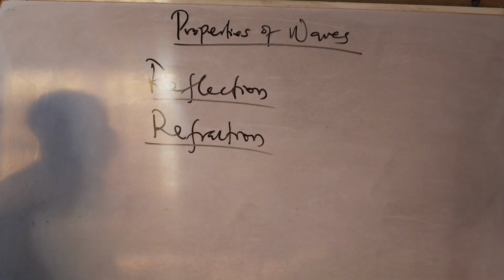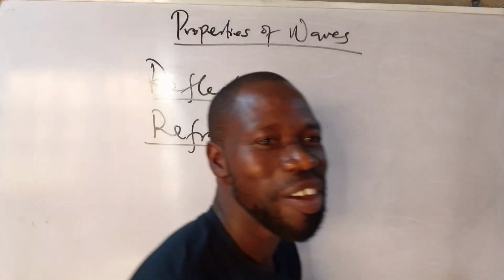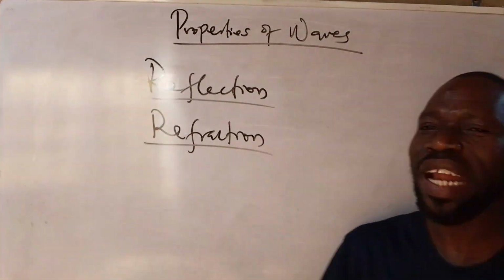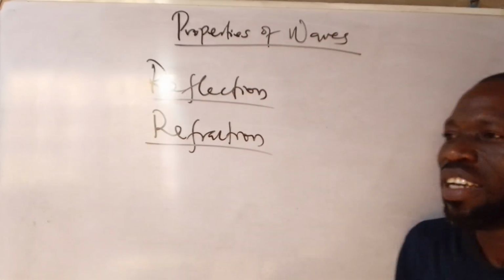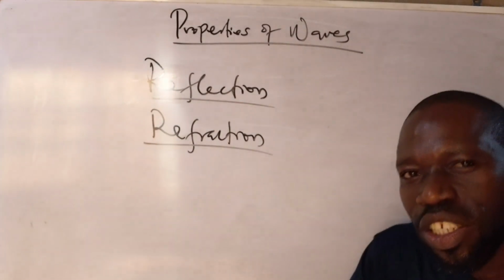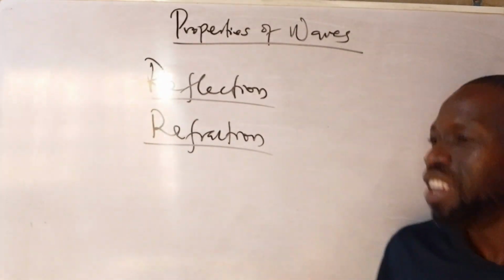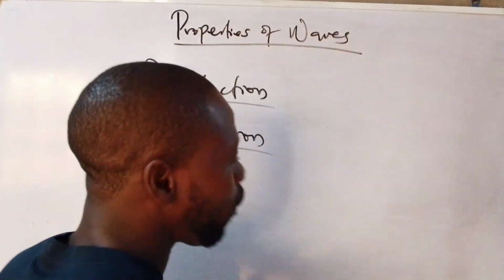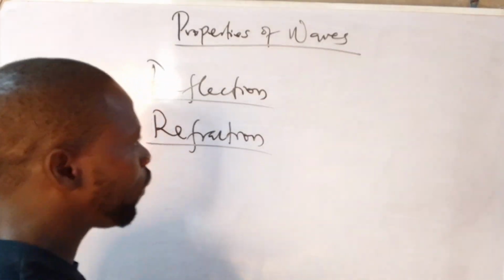What is refraction? Refraction happens when a wave energy lands at the surface between two media of different density. A wave can land on the surface between two media of different density.